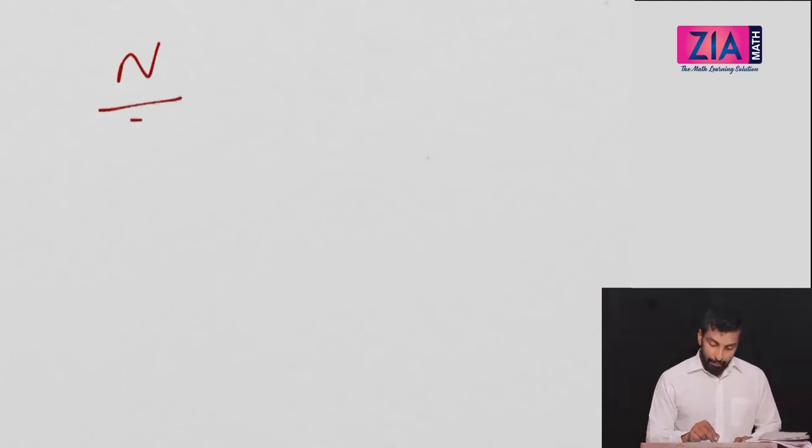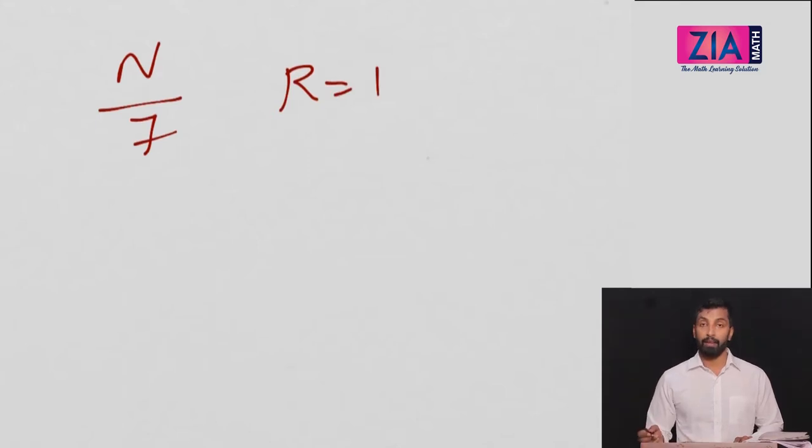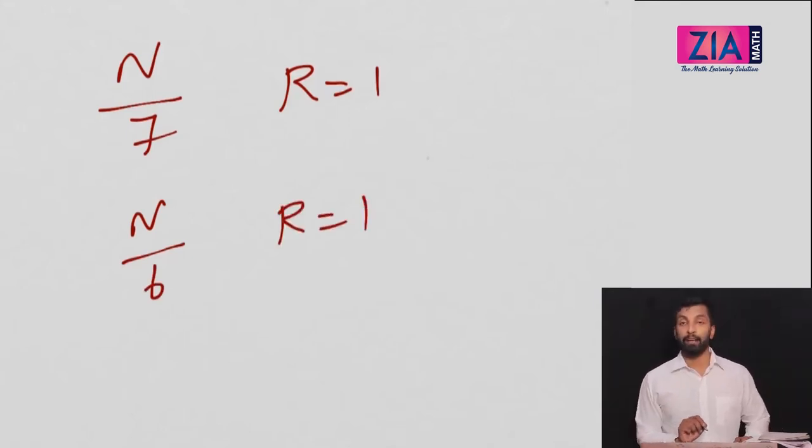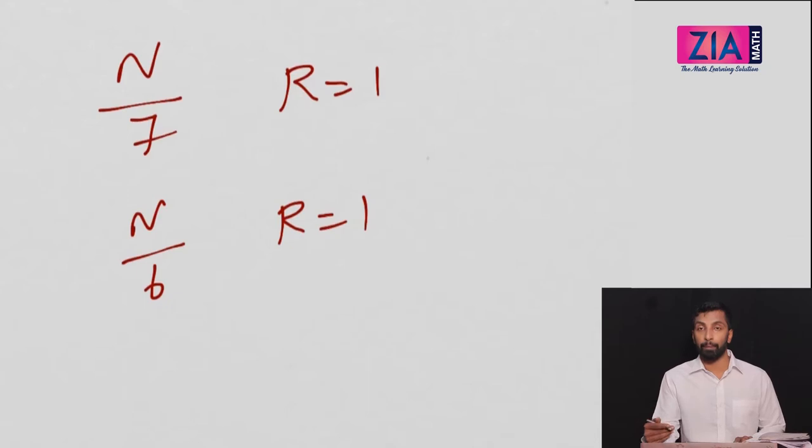Now you may get questions like this: when divided by 7 leaves remainder 1, when divided by 6 leaves remainder 1. So you have a number n which, when divided by 7, leaves a remainder 1, and the same number n, when divided by 6, also gives the same remainder. What is the first such possible number? That is the question. Now how will you answer this question?